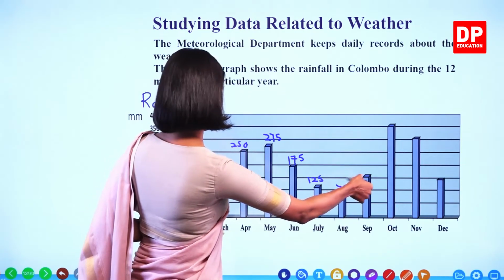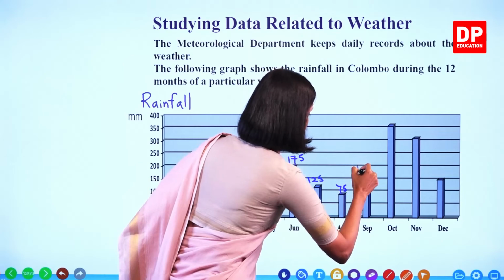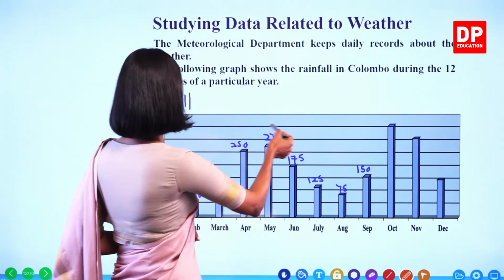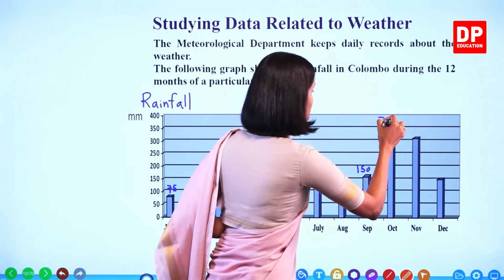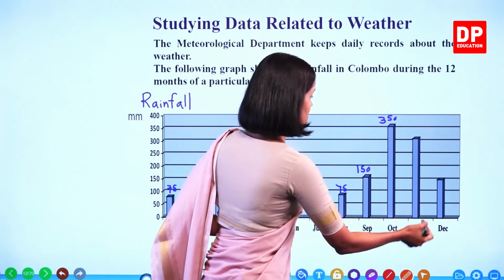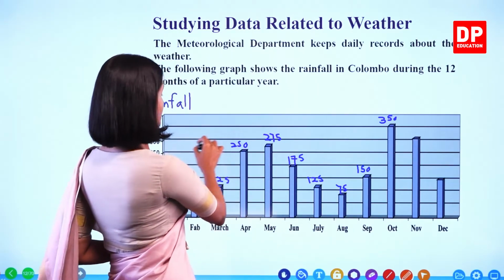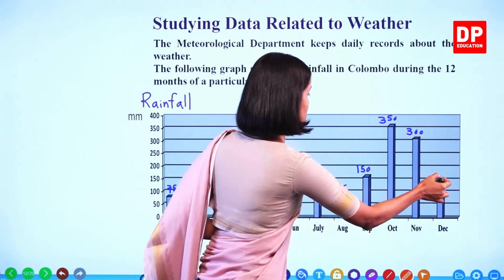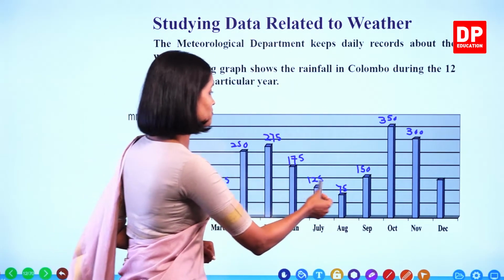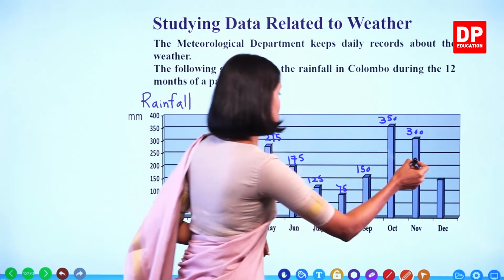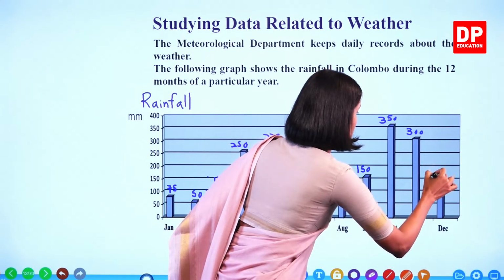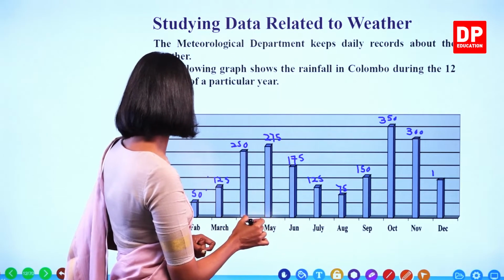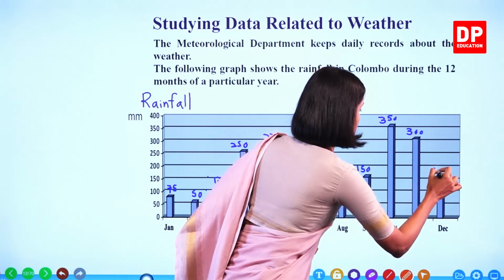September, 150 line, okay. October, it's a line with this line, 350, right. November, 300 line, and finally December, a little less than 150. We will take 140 maybe, right?